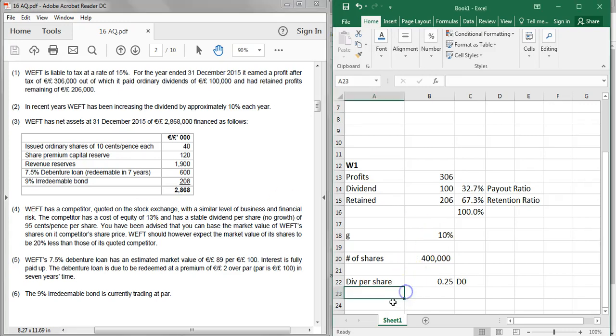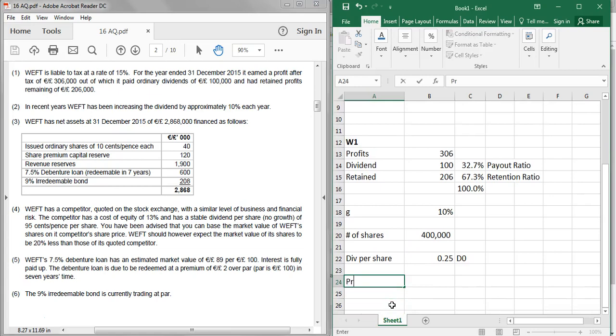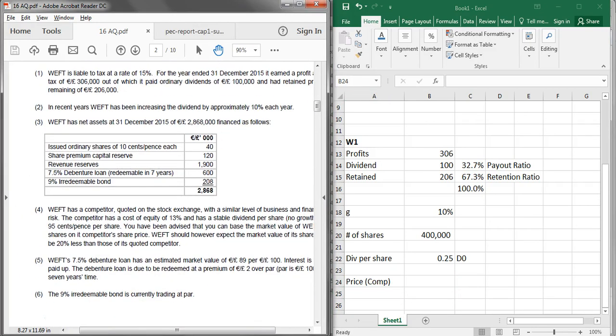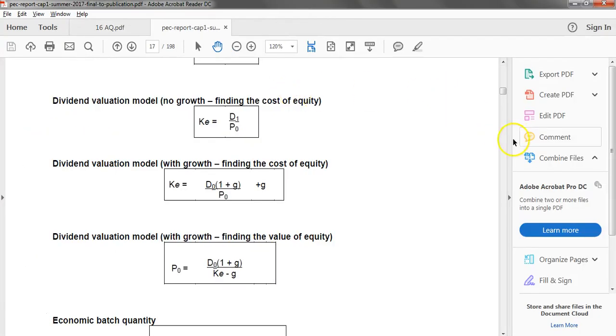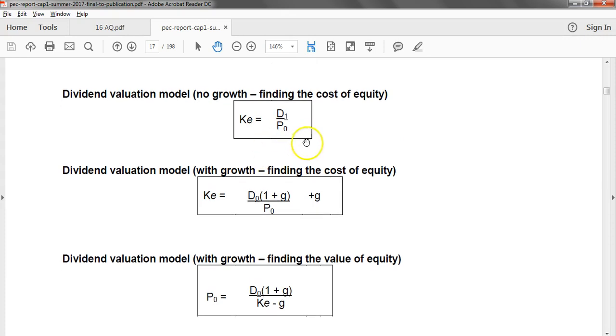So it says to get the market price of WEF, you value the shares, you get the price of its competitor. And remember, this is testing your knowledge of the dividend discount model. So this is the formula that's given in your exam paper. We can see here, if you just open it up, the dividend valuation model with no growth here. We can say KE, if we're looking for the cost of equity, is D1, next period's dividend, over P0. So we can rearrange it to say P0 equals D1 over KE. And we have both of those figures.